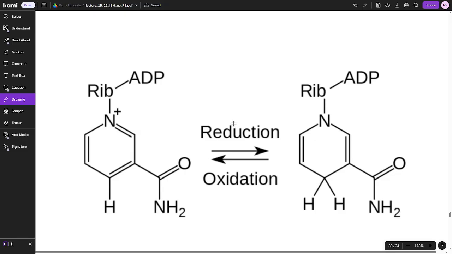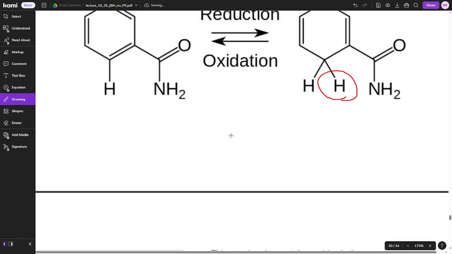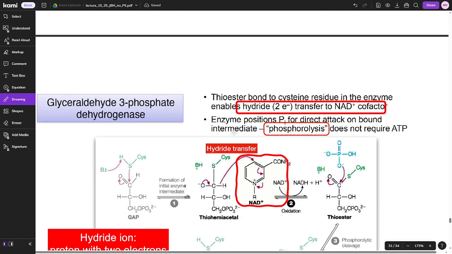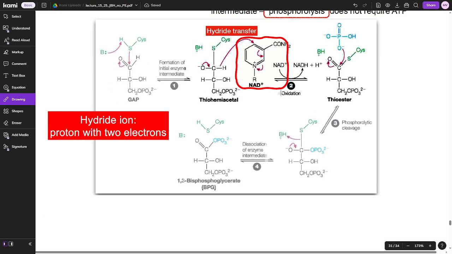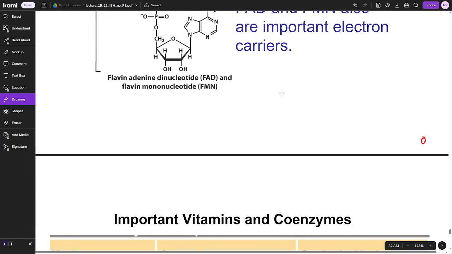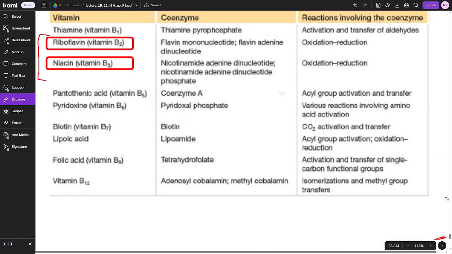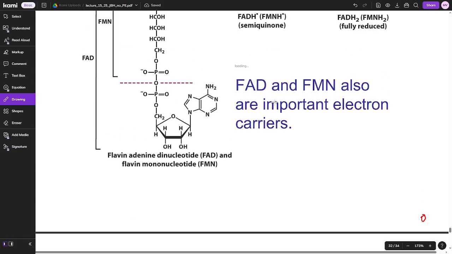And then here we again have the reduced versus oxidized form, right? So we're adding a hydrogen right here, and then removing a hydrogen there. I don't think the rest of this is that important. I think what you should keep in mind is here.